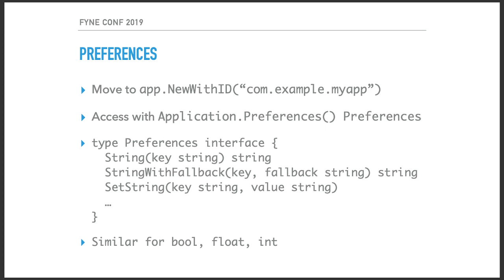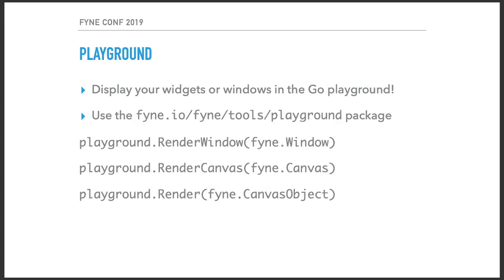Also, we have support for the playground. Now, this is something that people have requested for a while, and we're very excited that it's now possible to render parts of your application in the Go playground. We've provided a new package within the tools package called Playground, and that provides these three methods that you see, which allow you to render a window or a canvas, which is the content of a window, or just any canvas object directly to the Go playground.